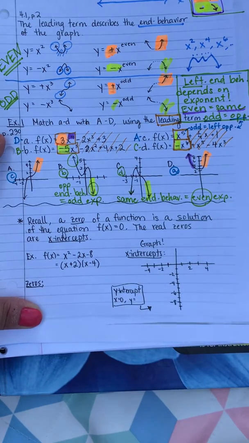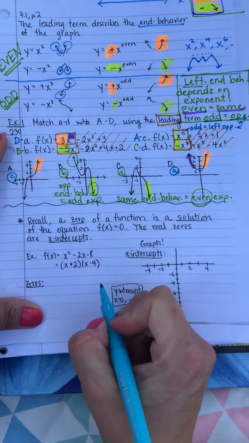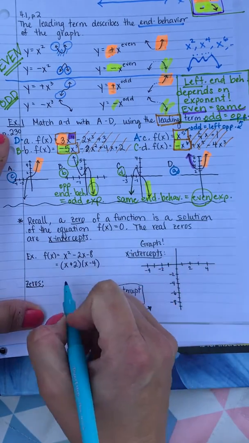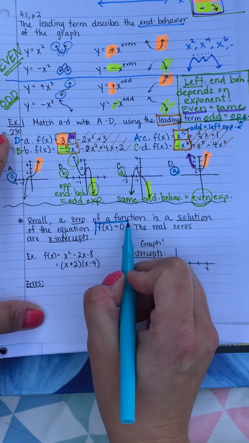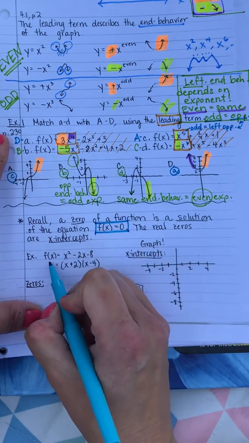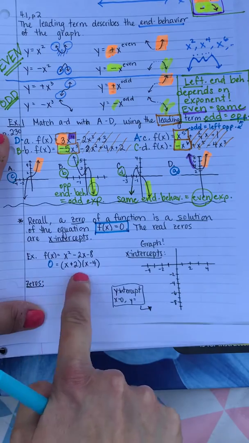I'm going to leave it as graph. So here, I'm going to go ahead and use this blue. So to find the zeros, what do we do? Well, f of x equals 0, right? My y equals 0. So y equals 0. How do I solve this?